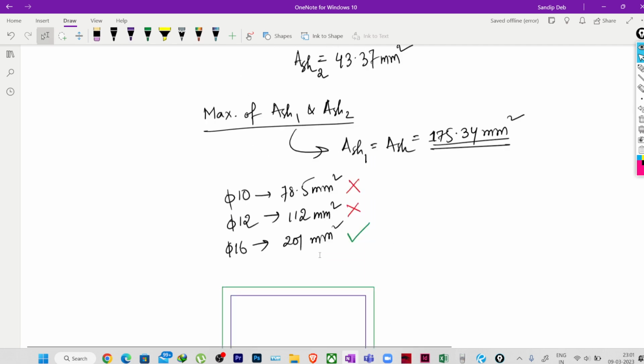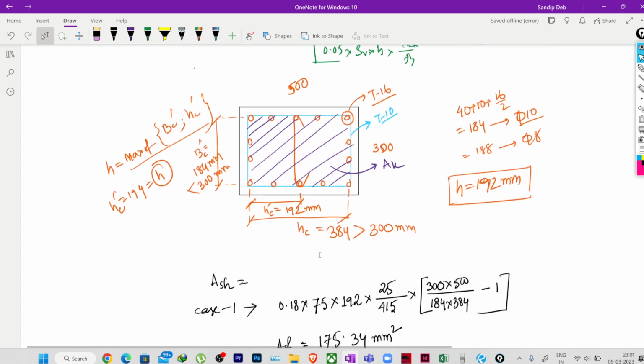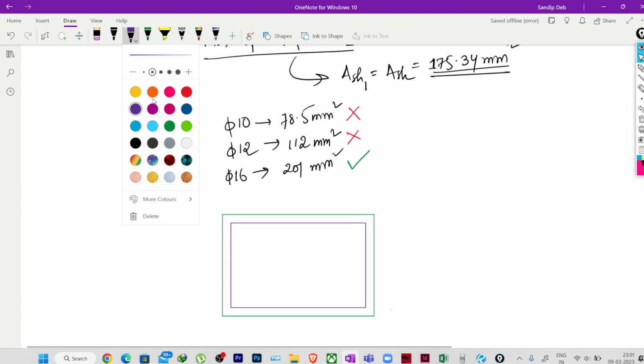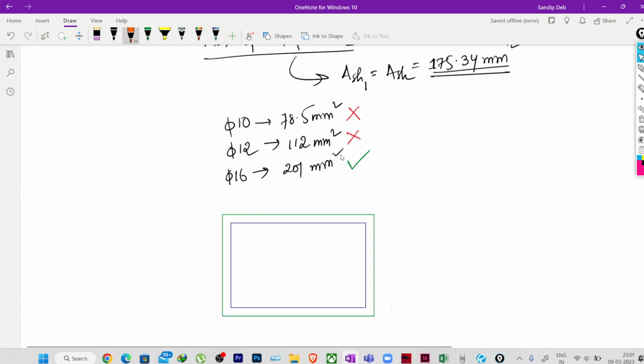Let me provide similar reinforcement. This is trial 2, because it is not feasible to provide 16 mm diabar in the confinement reinforcement or in the stirrups. So I will do 1, 2, 3, 4, 5.